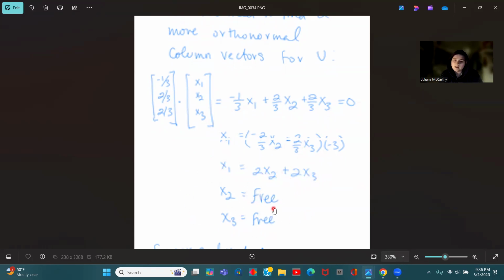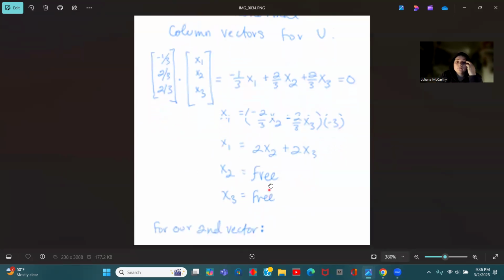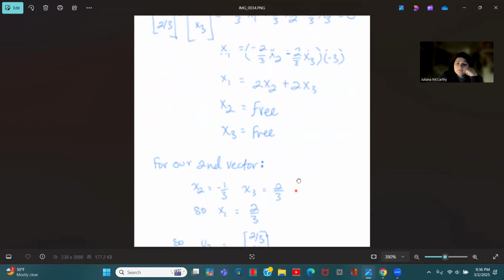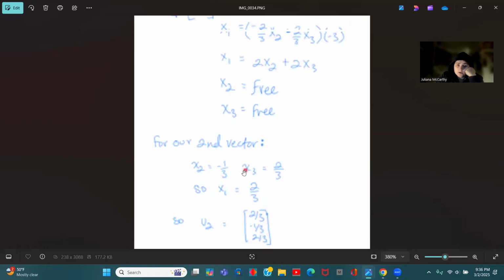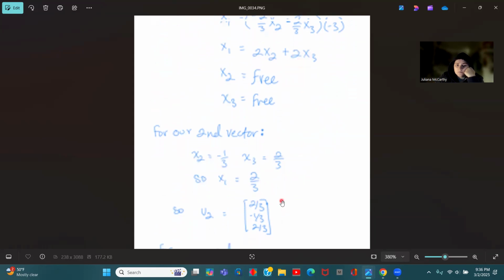So this means we can set any values as x2 and x3, that makes sense, to find two orthonormal column vectors of u. So for our second vector, I'm going to set x2 equal to negative 1/3 and x3 equal to 2/3. So when we plug those in, negative 1/3 times 2 plus 2/3 times 2, we're going to get x1 equals 2/3. So this is our second column vector of u.